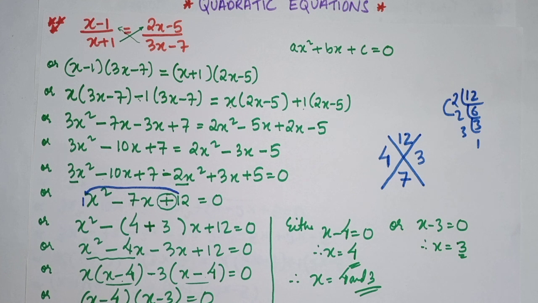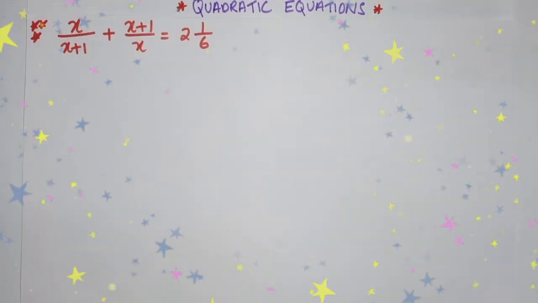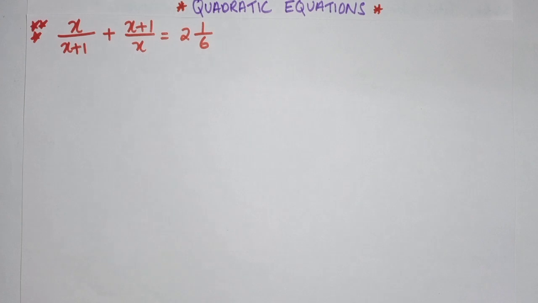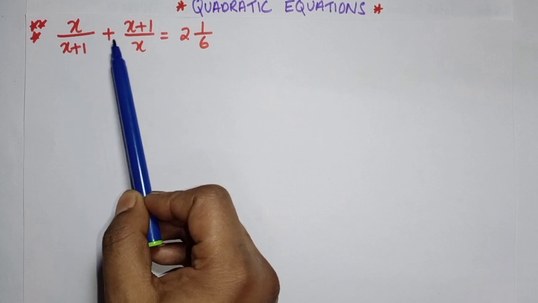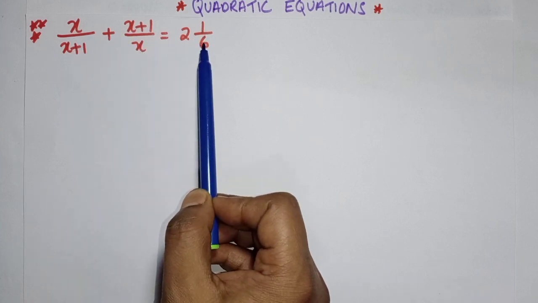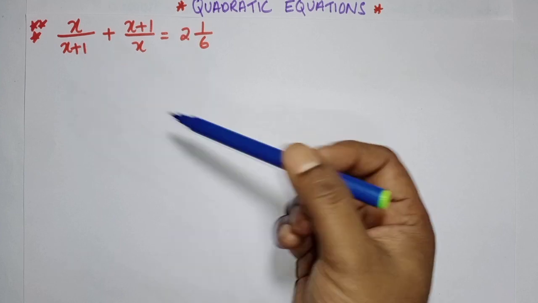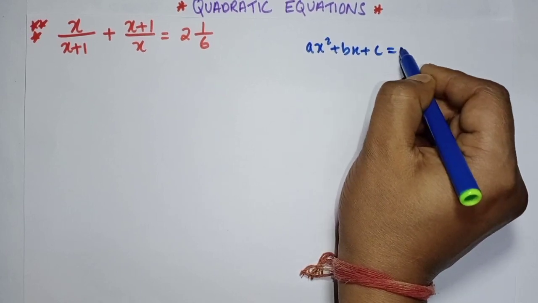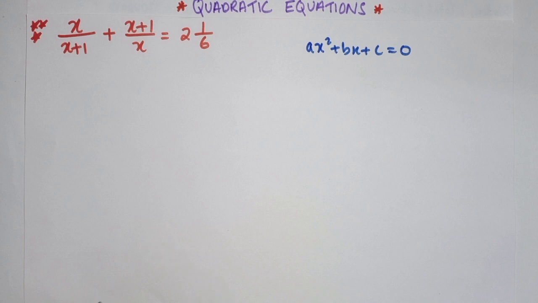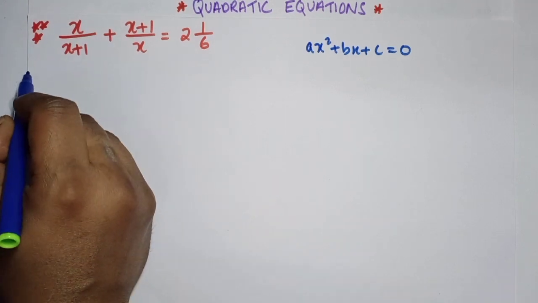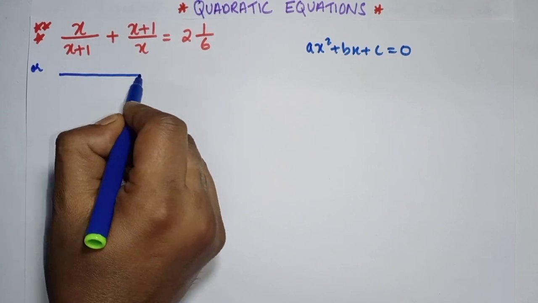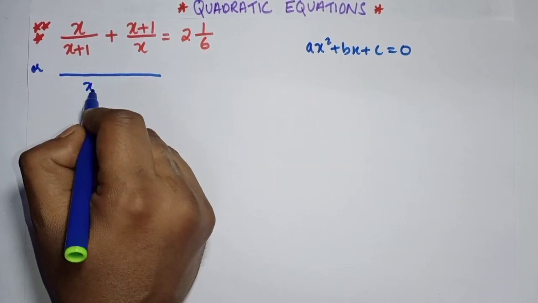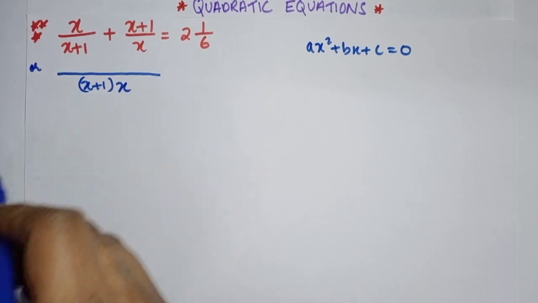Now let's solve our last question from this chapter. Here you can see one of the very important questions of this chapter. What you can see in this question is that they have given us fractions: x upon x plus 1 plus x plus 1 upon x equals to 2 1 upon 6. So our first step is that we have to make it in standard form. So what is our standard form? Ax square plus bx plus c is equal to 0. Already I have told you that whenever the question is given in fractions, our first step will be to do the LCM. So what will be the LCM of these 2? It will be x plus 1 and x.